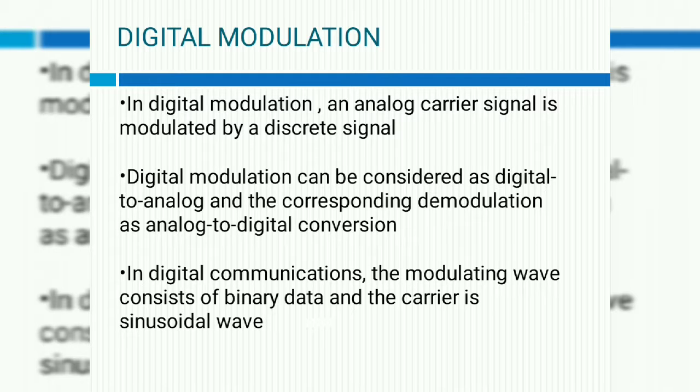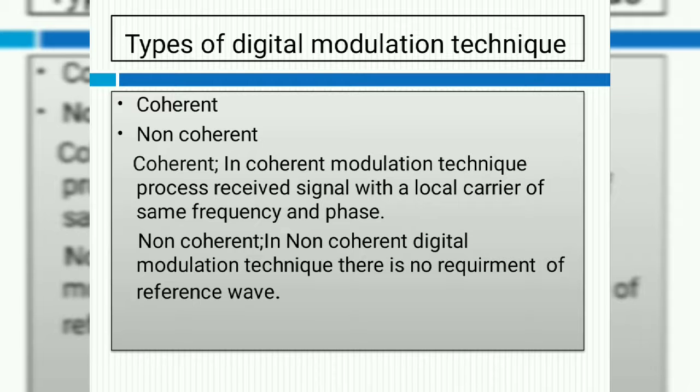So in a digital communication system, the modulating wave consists of binary data, and the carrier consists of a sinusoidal wave. There will be two types of digital modulation techniques: coherent and non-coherent.